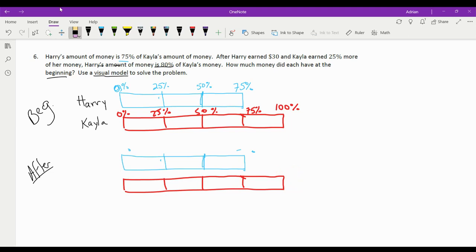to each other. Okay, so I have to represent the amount that Harry earned, and it was $30. So he earned another $30. So I'm just going to add an imaginary $30 here, and I'm just kind of guessing actually. And now Kayla earned 25% more. So Kayla's red, and I'm going to add another 25% more.